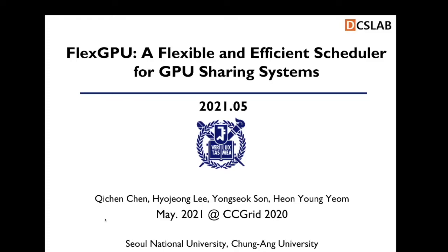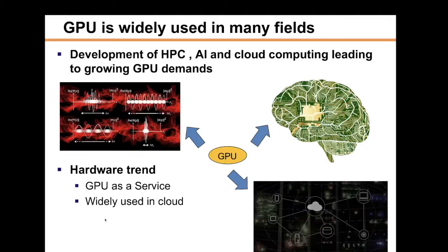Hello everybody. Today I'm going to present this paper, FlexGPU, a flexible and efficient scheduler for GPU sharing systems. This paper was accepted by CCGrid 2020.